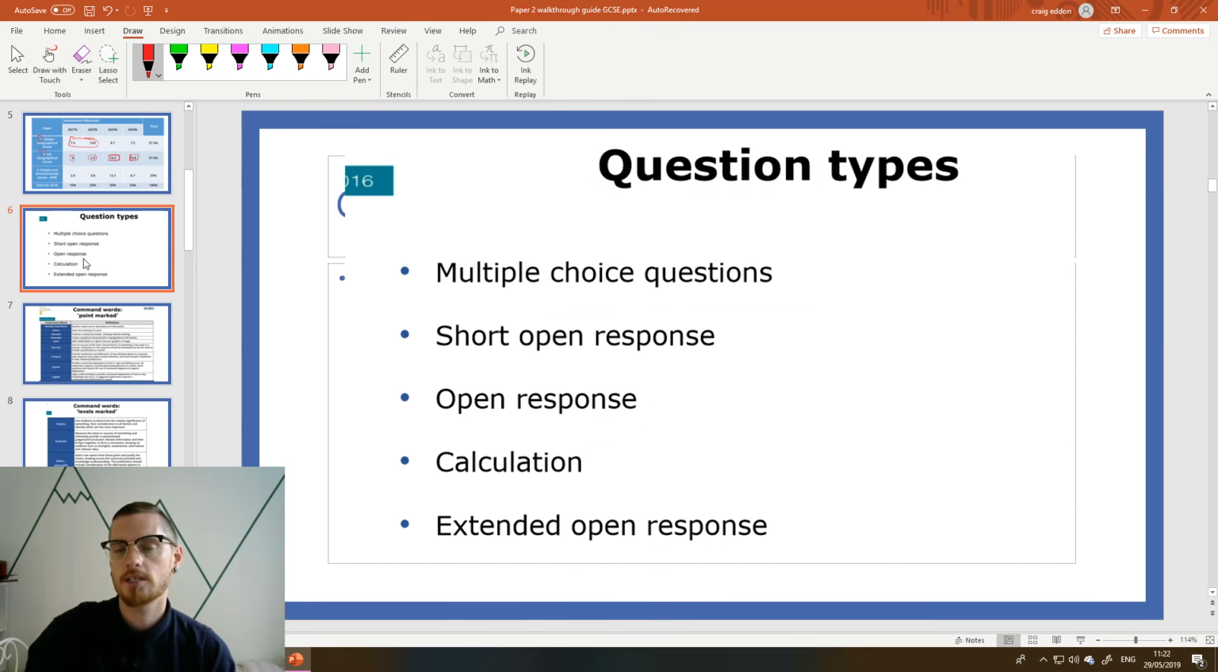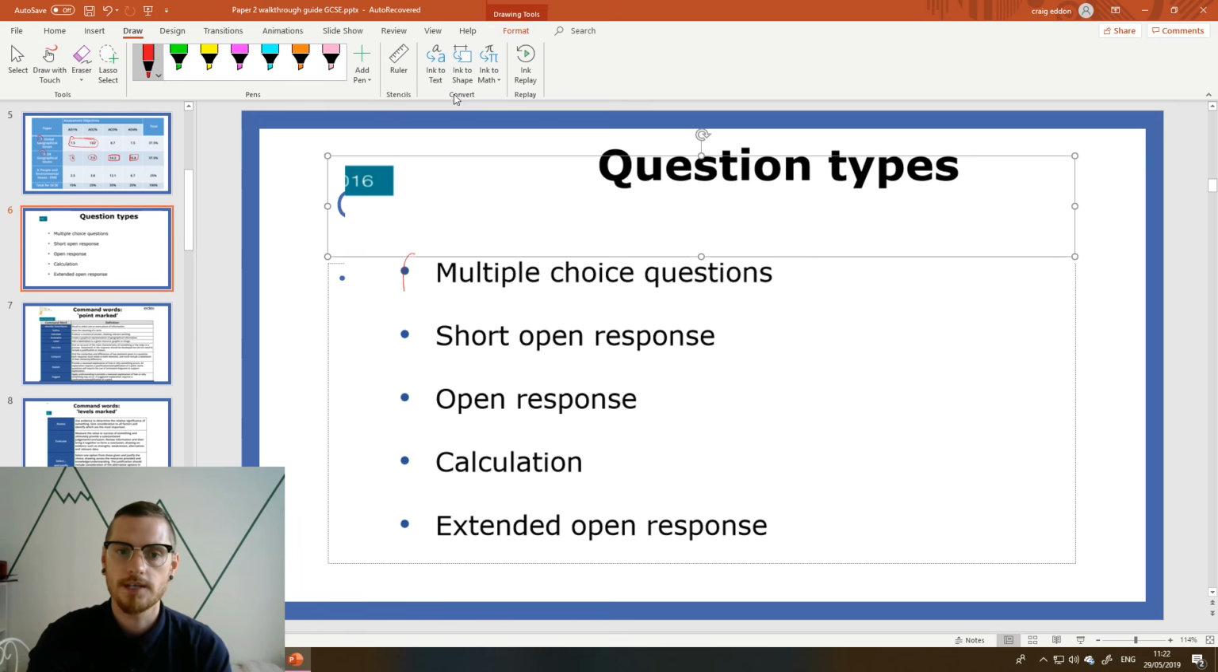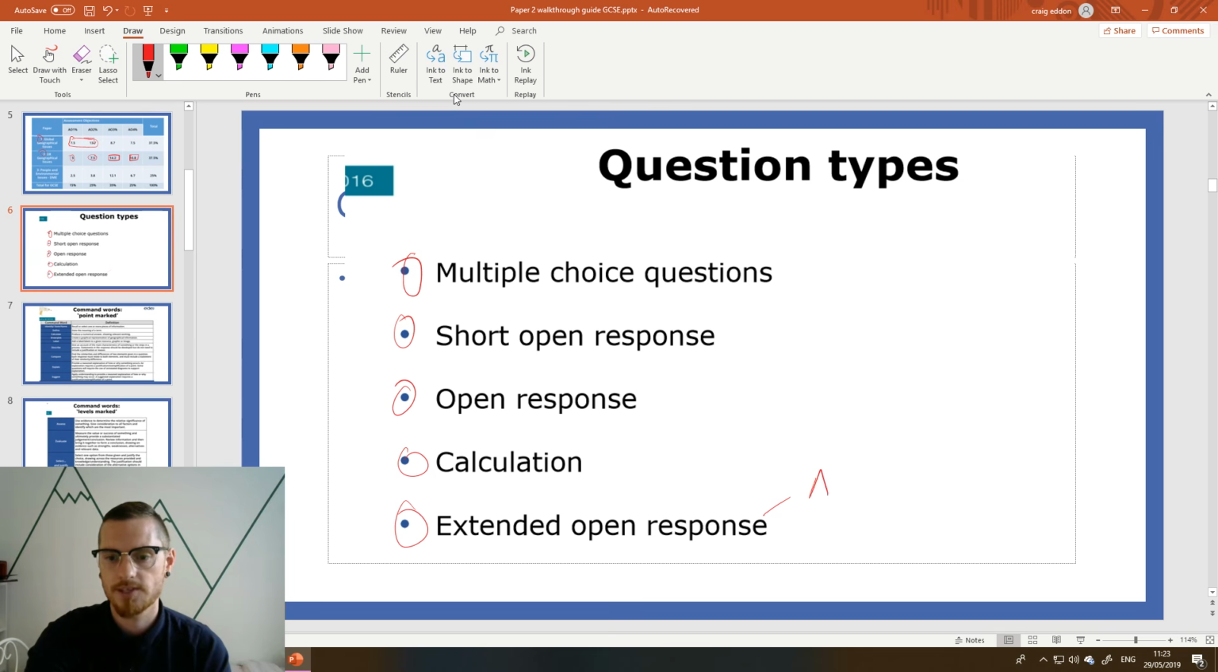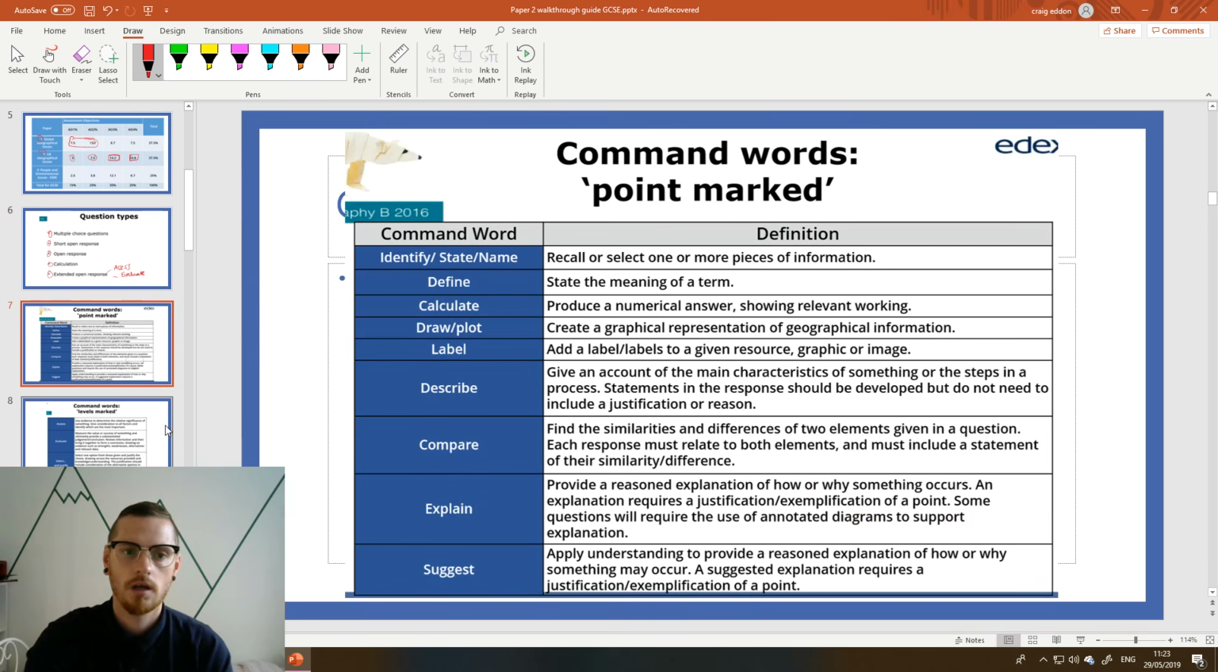Okay, quick overview of question types, and then we'll be done with the overview and we'll delve into starting to look at last year's paper and me starting to model answers to you. So question types, just like paper 1, we're going to see some multiple choice, short open, open response questions, calculation, and extended open response. This is your assess questions and also your evaluate questions.